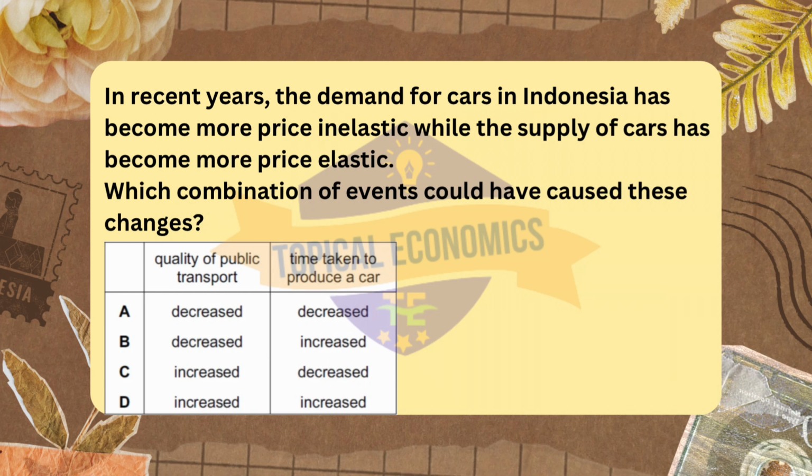The combination of factors that would likely cause the demand for cars to become more price inelastic and the supply of cars to become more price elastic would involve decreased quality of public transport, which would make demand more inelastic because fewer alternatives are available, and decreased time taken to produce a car, which would make supply more elastic because producers can adjust output more easily.